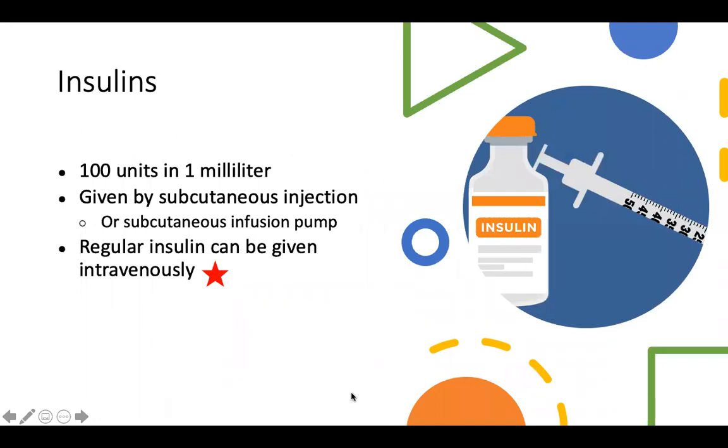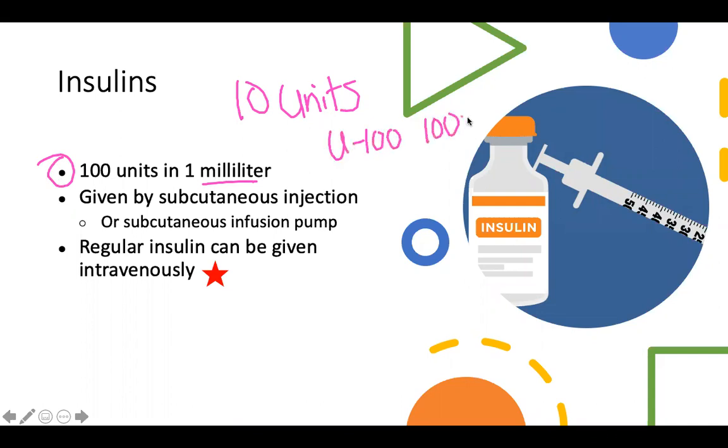Insulins are given in units. So you would give like 10 units of insulin. You would never give a milliliter of insulin. You would give like 10 units of insulin. The normal concentration we see is going to be 100 units per ml. We do have some formulas that are stronger, like 500 units per ml.